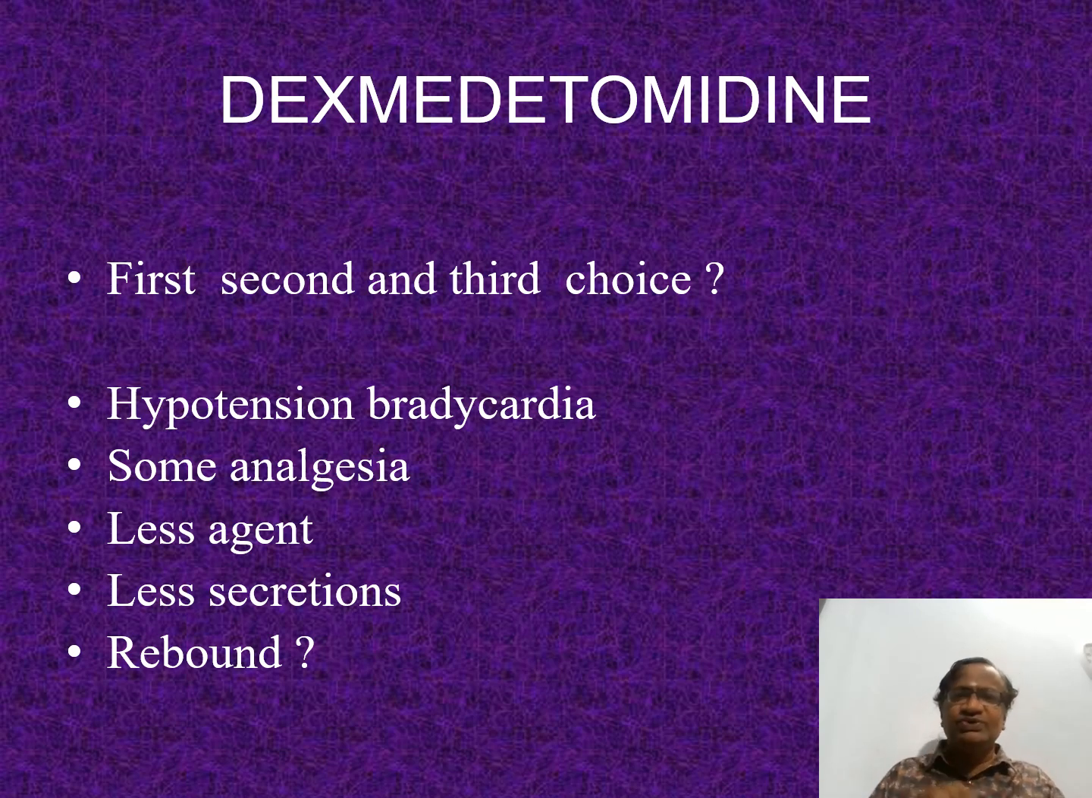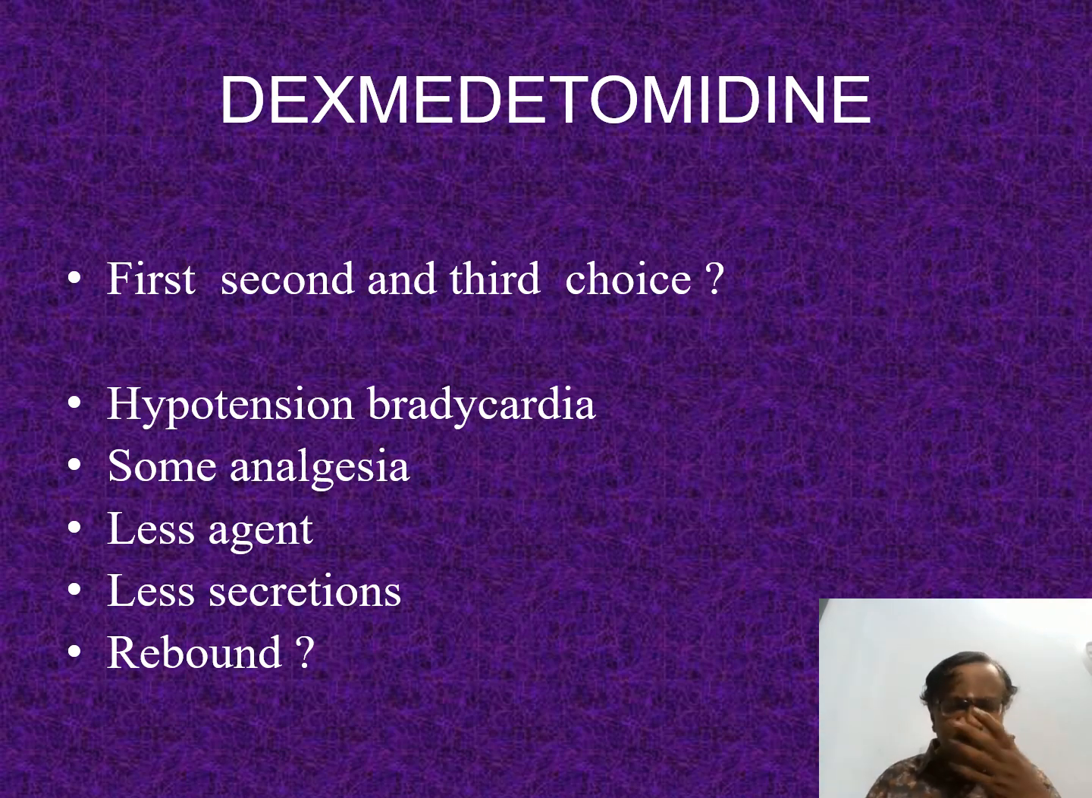So now people have slowly switched over to this drug, dexmedetomidine. It becomes the first, second, and third choice. Start with 1 mcg per kg and prolong these things with 0.2, 0.3 mcg per kg per minute. Hypotension, bradycardia is significant. But some analgesia is there with dexmed. Less agent, less secretion, there is less rebound hypertension. So dexmedetomidine is one of the major advantages.